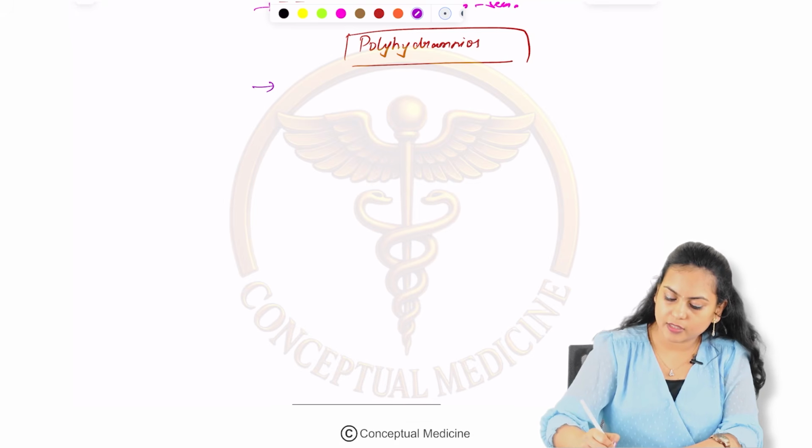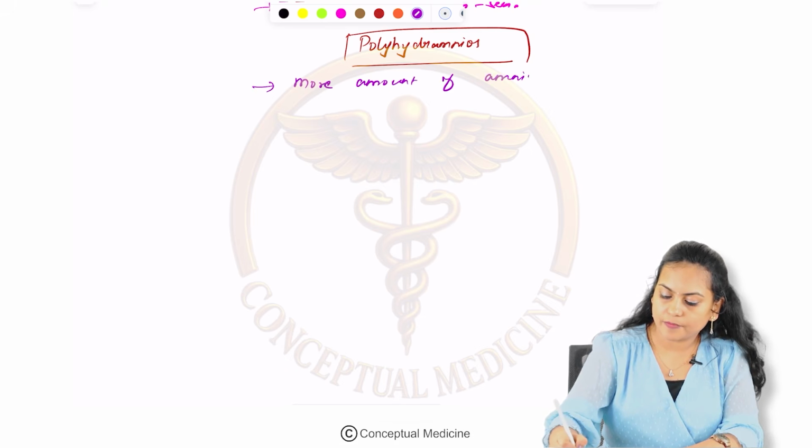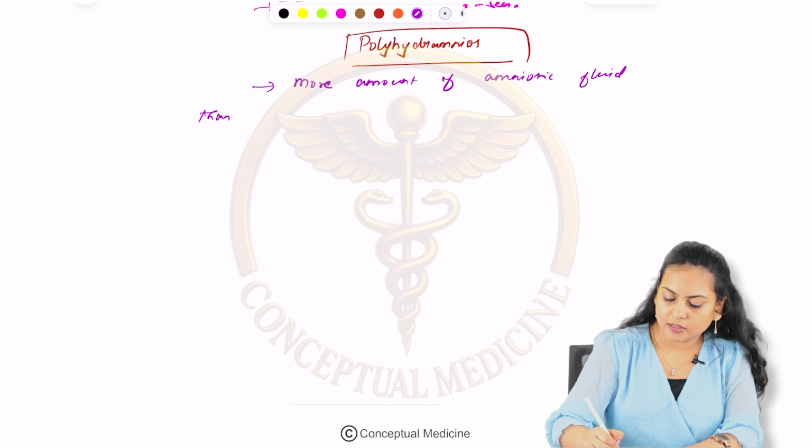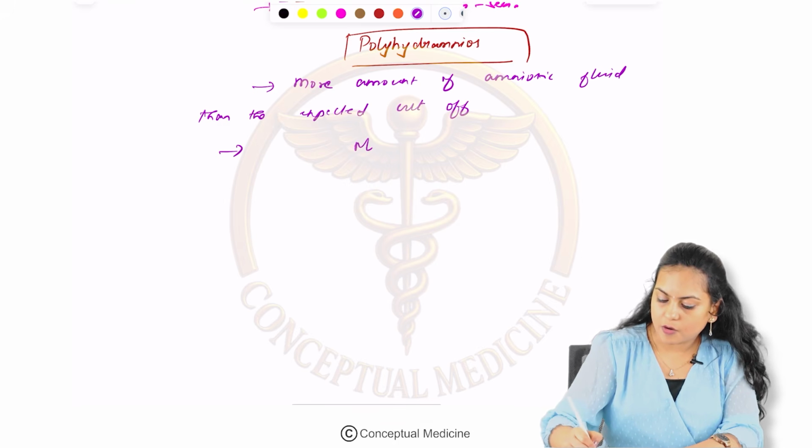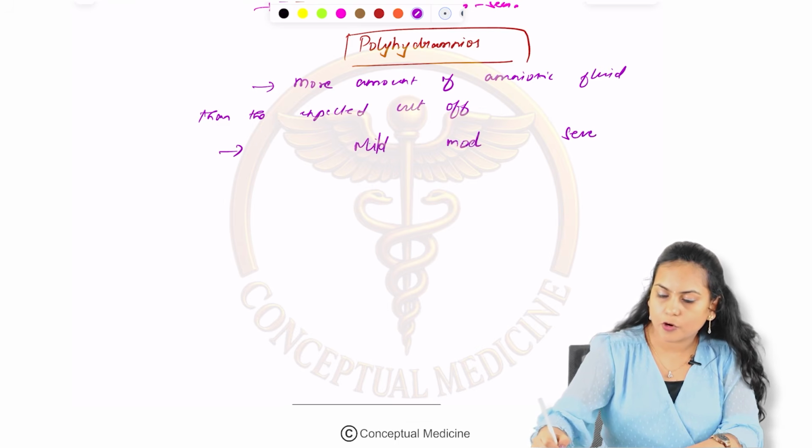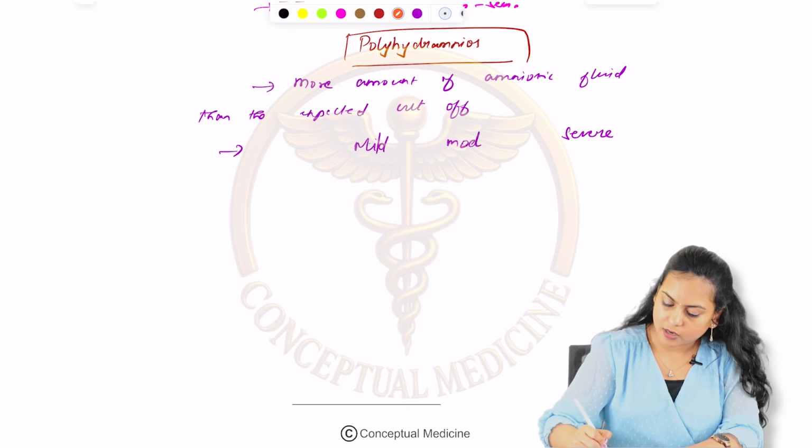Polyhydramnios means there is more amount of amniotic fluid than the expected cutoff. Okay. It can be divided into mild, moderate and severe polyhydramnios based upon the single vertical pocket and AFI measurements. Okay.